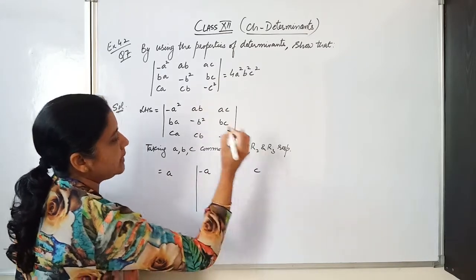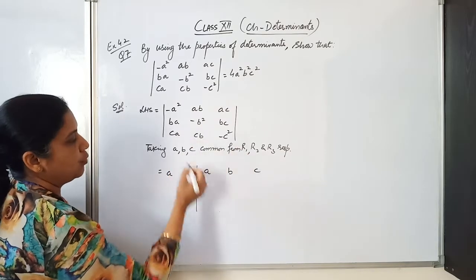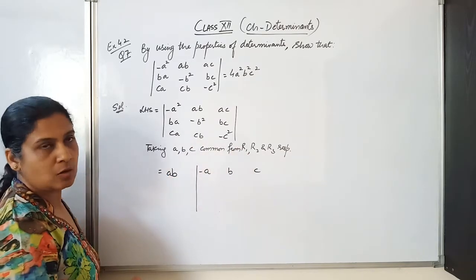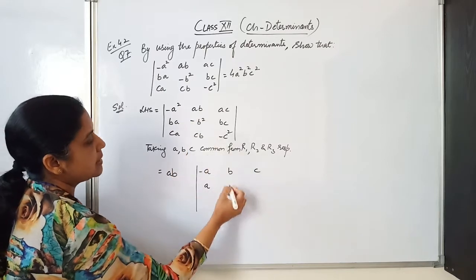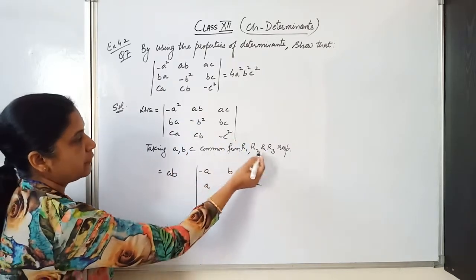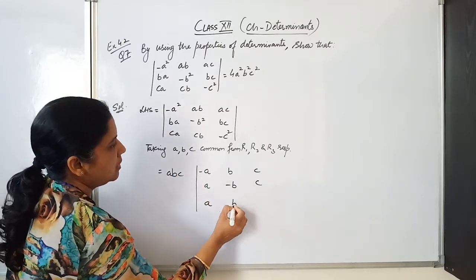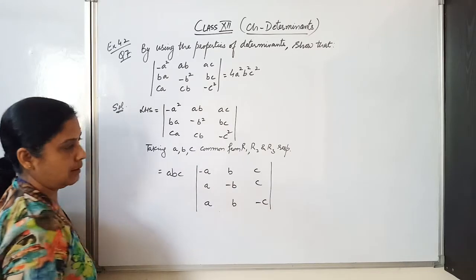So R1 is left like this. I am going to take B common from R2. So B is outside, the common factor, and R2 has these terms now. And C common from R3. C is written out. So R3 is somewhat like this.